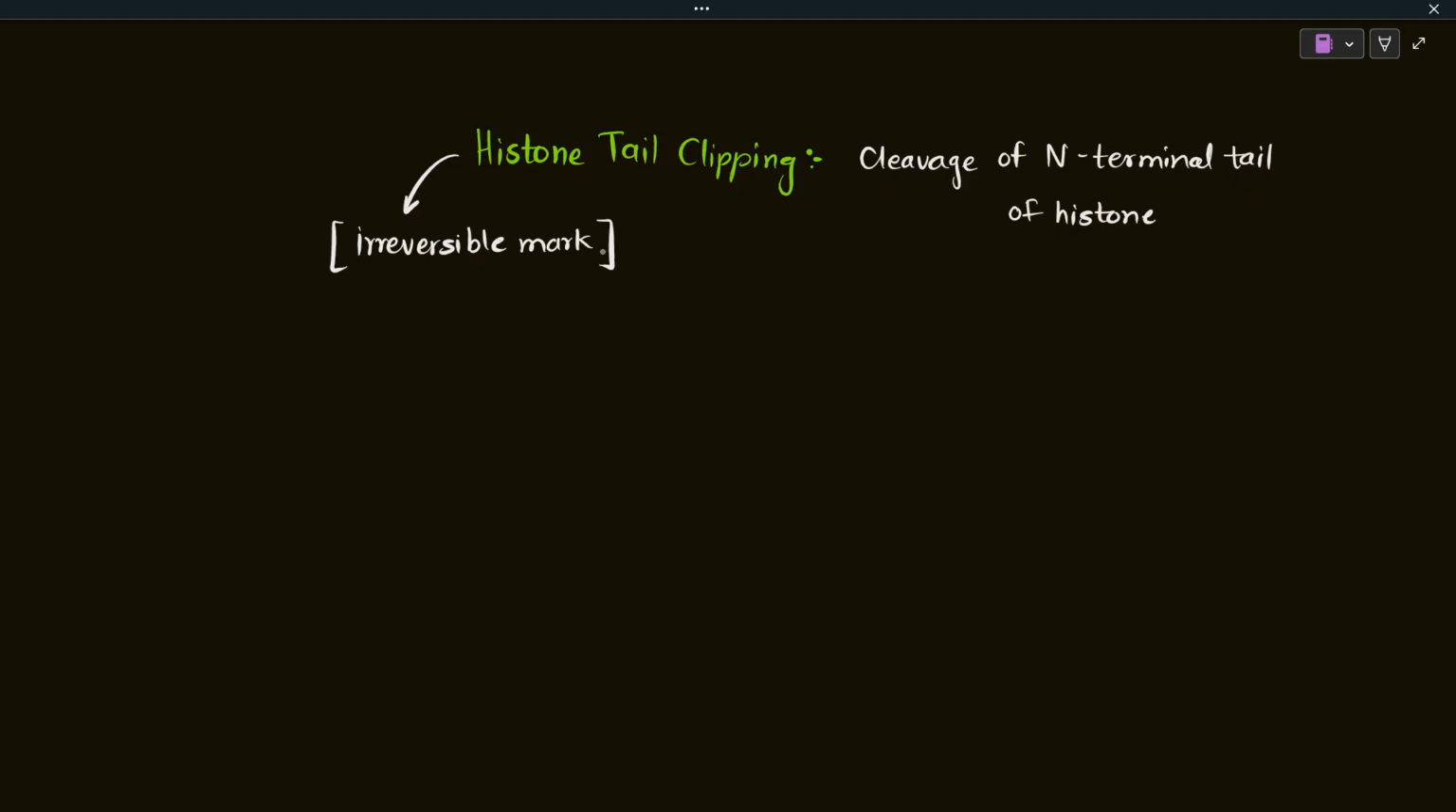It is an irreversible mark, or we can say it is a permanent mark, because once you cleave the N-terminal tail, the protein is changed forever. So it can't be reversed. Either you have to make new histones. There's no other way of escaping from histone tail clipping. That is why this is an irreversible mark.